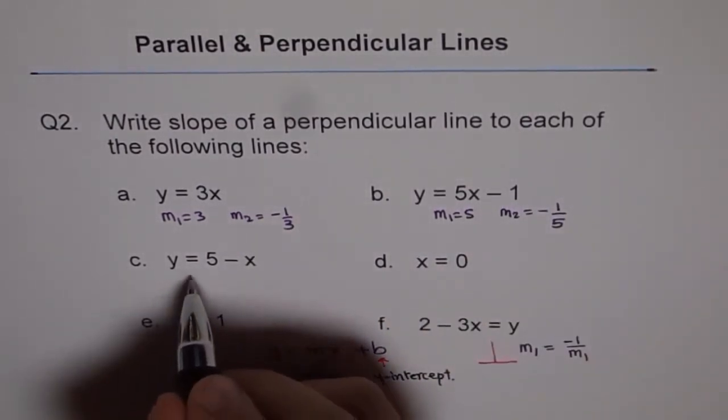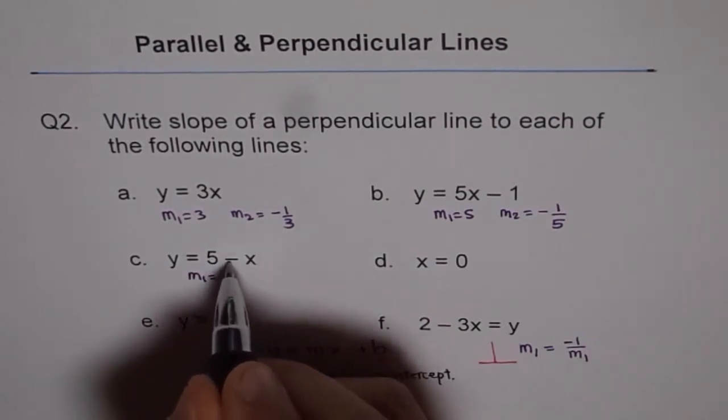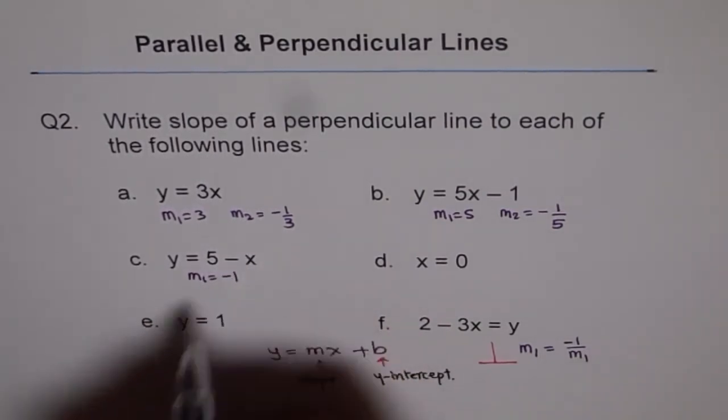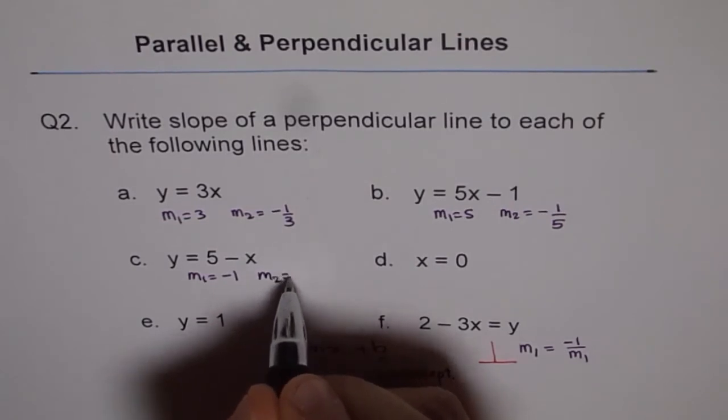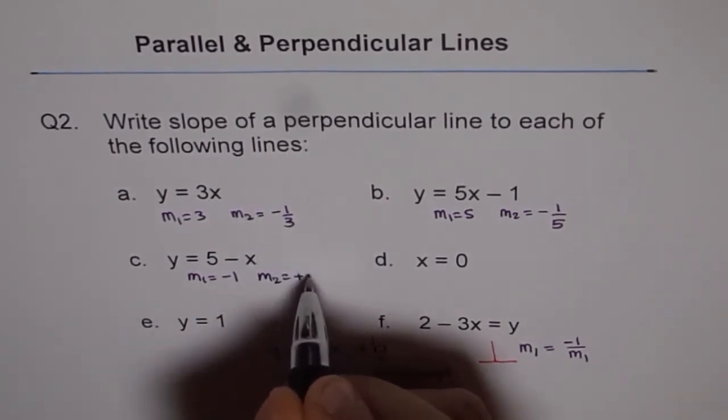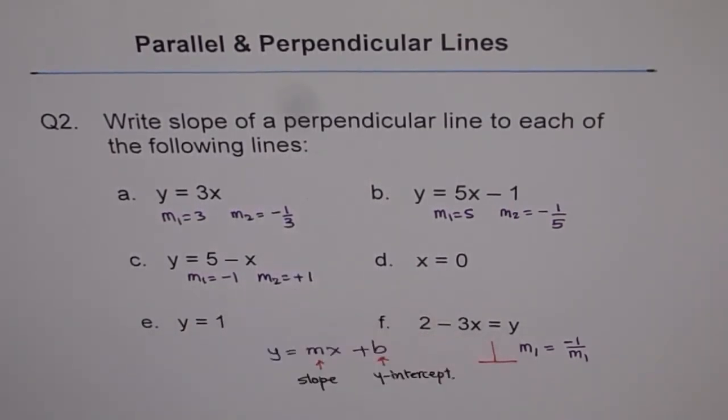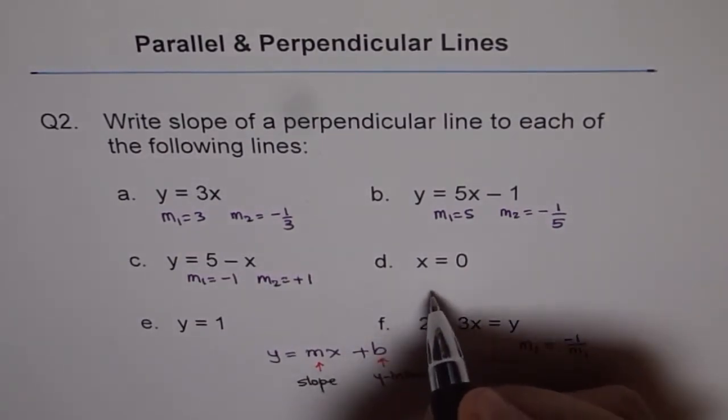Correct? Here m1 equals minus 1. If nothing is written, minus 1. m2 should be negative of this, that means plus, and 1 over 1, 1. Correct? Now here, this is kind of tricky.